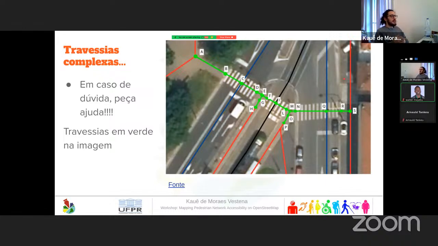Sometimes you get complex crossings. I forgot to translate this, but the thing is, in case of doubt, ask for help. And if you look with attention, you're going to see that it is just the common schema, but repeated 3 times. So instead of having 15 nodes, we have 13, because 2 of them are shared once.